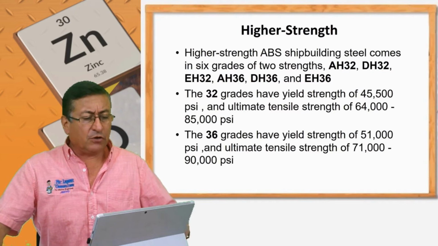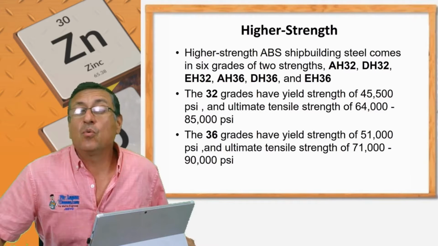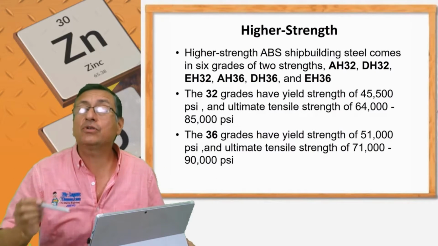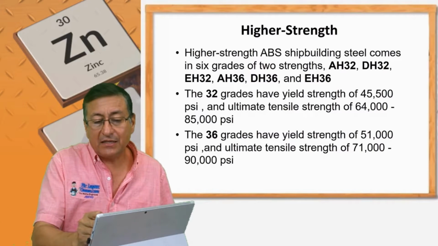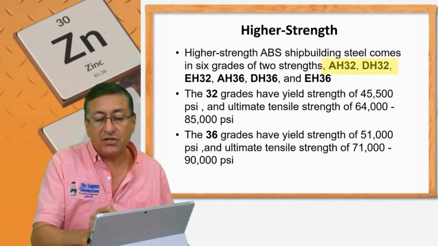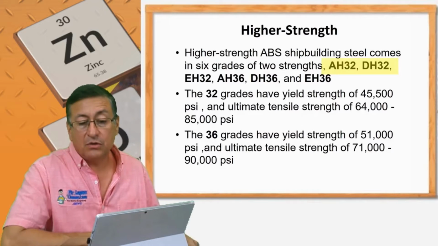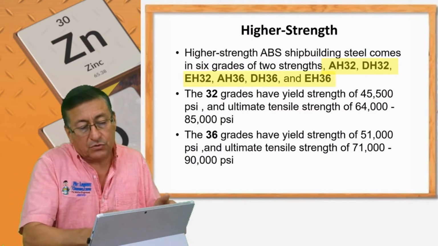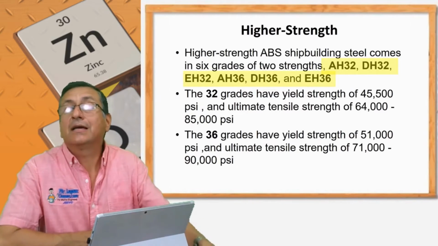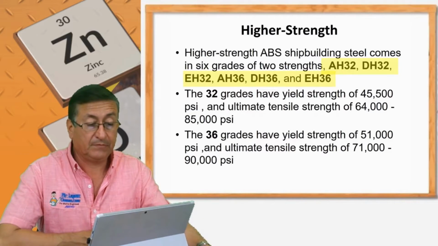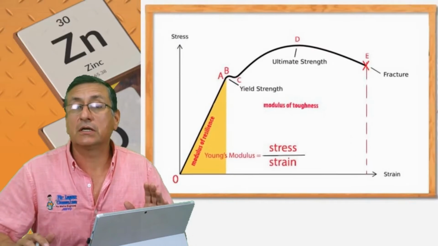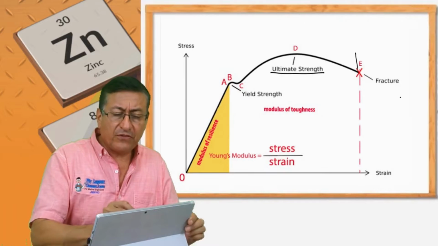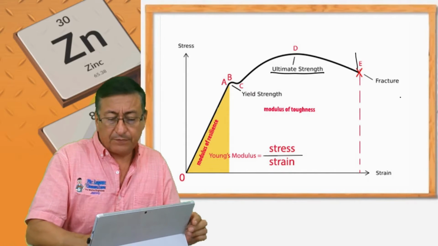Alright, my friends, we are going to continue with steels with high strength, high capacity. Those steels have this nomenclature: AH32, DH32, and the rest of those are steels with high strength. We are going to consider the curve of deformation of a steel. The curve of deformation of a steel is this.